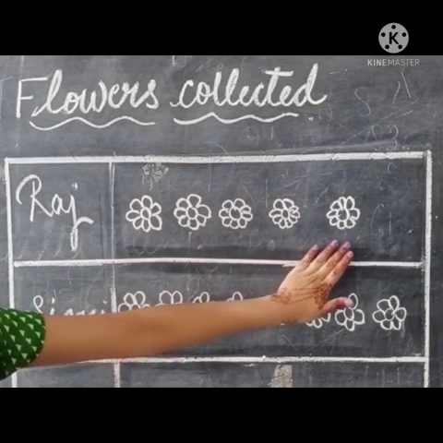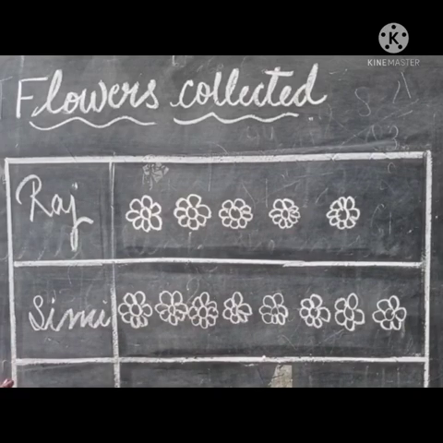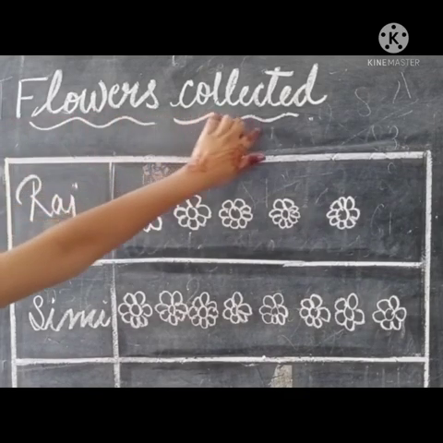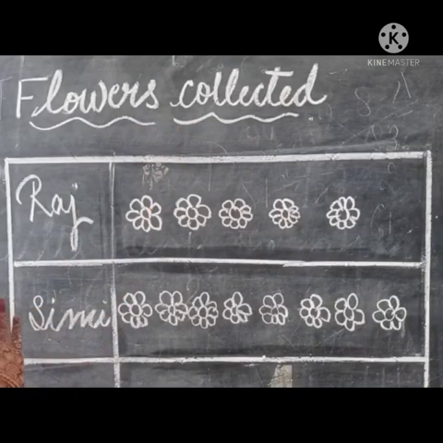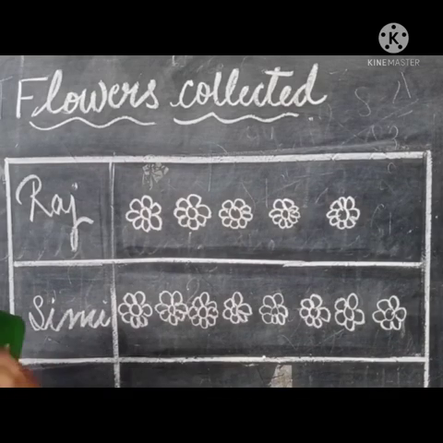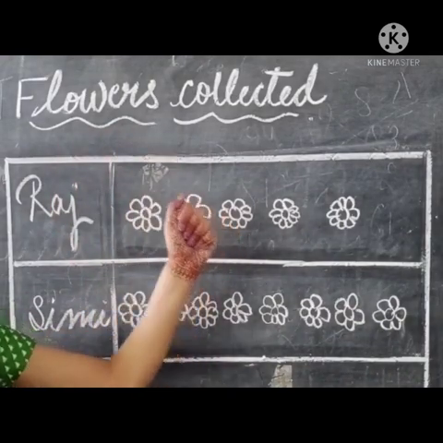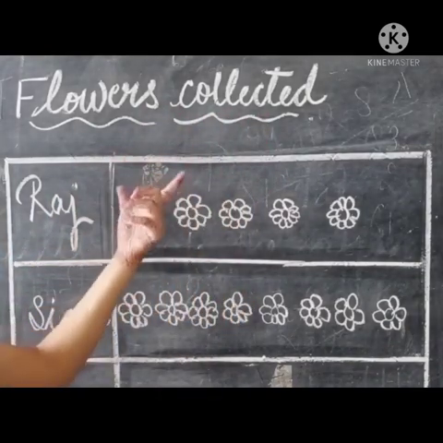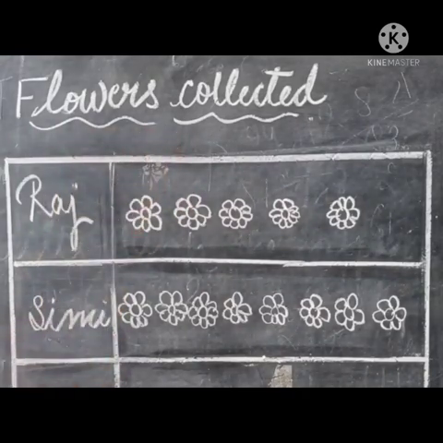These are the number of flowers collected by Raj, Simi, and Kirti. First we have to mark our title also, that is, flowers collected. A title is given to any bar graph or pictograph so that one may get the summary of what information is being given to us. If I have written here flowers collected, it means the title is giving information about flowers, how many flowers are collected.